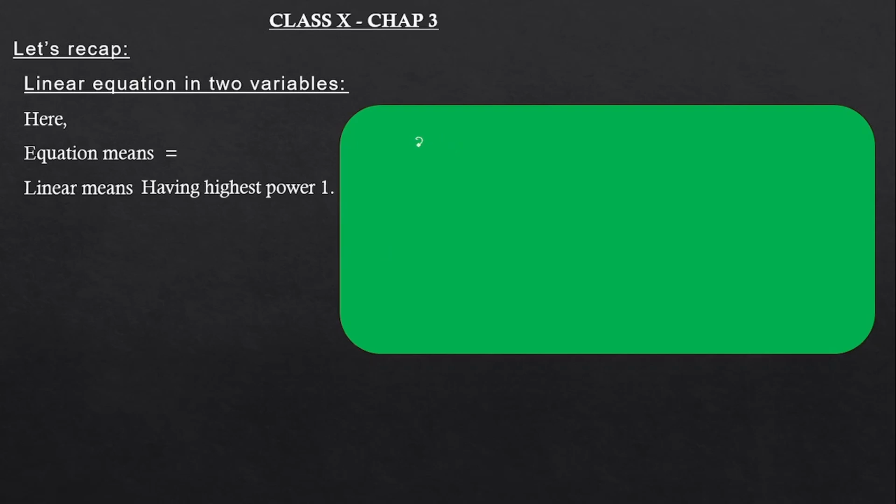Let us understand x plus y is equal to 10. In this particular equation, it's an equation because we have equal to sign. We are having two variables and power of both the variables is 1. So this is an example of linear equation in two variables. Another example: 3x minus 2y minus 5 is equal to 0. This is another example of linear equation in two variables.